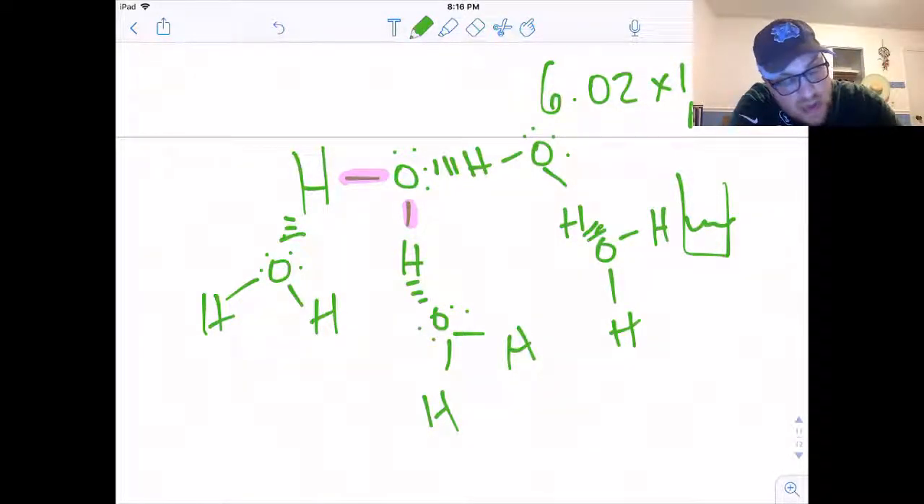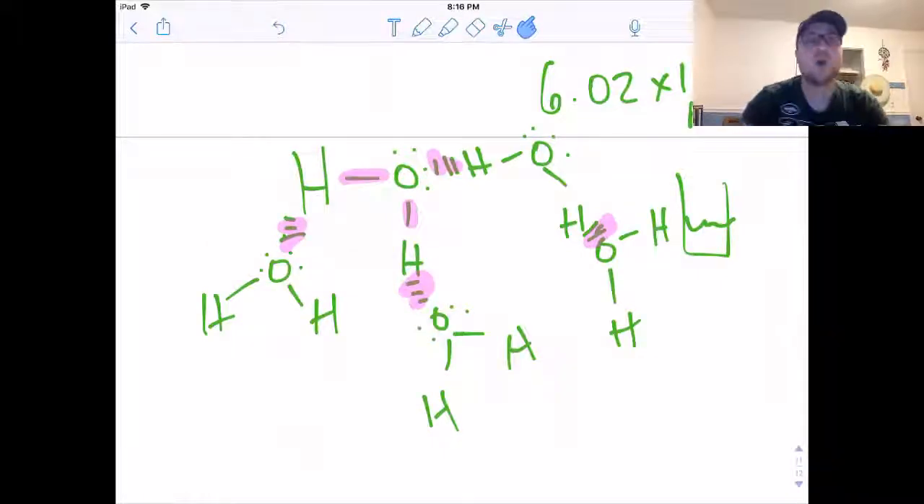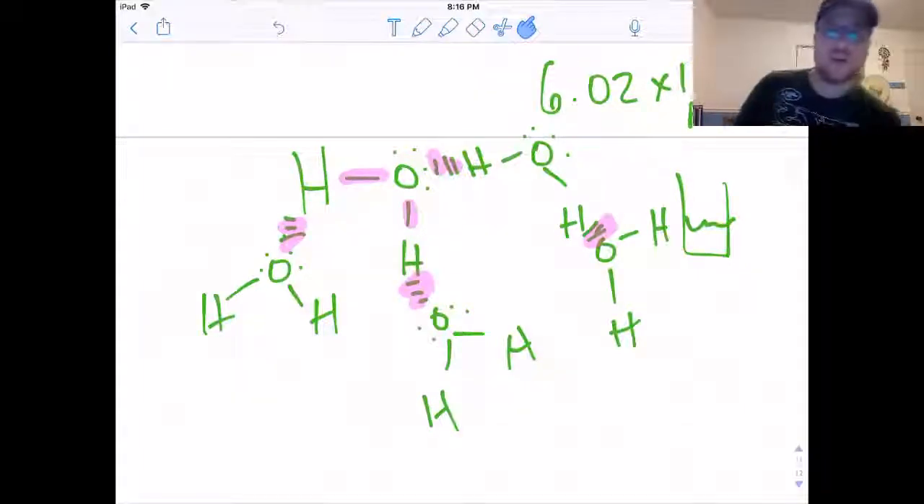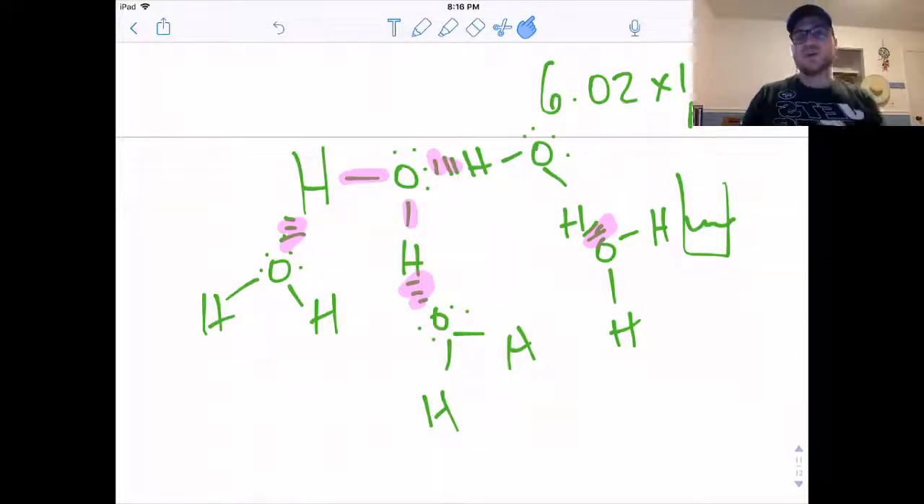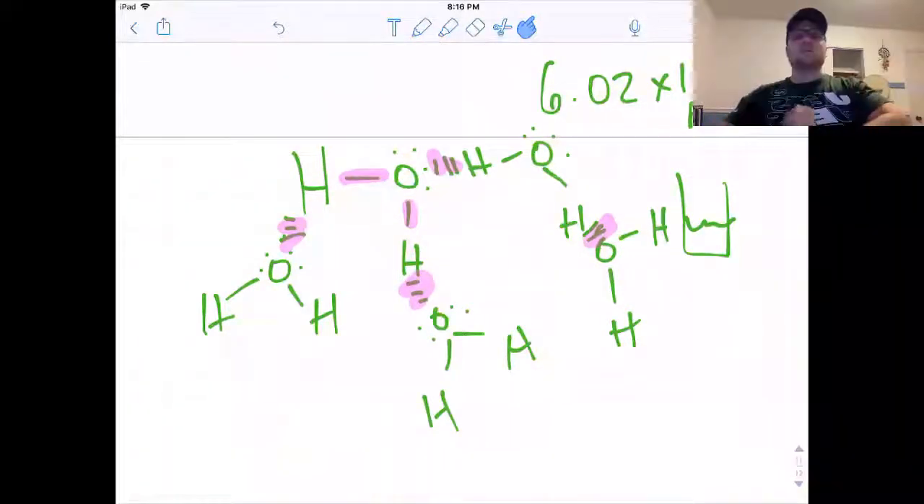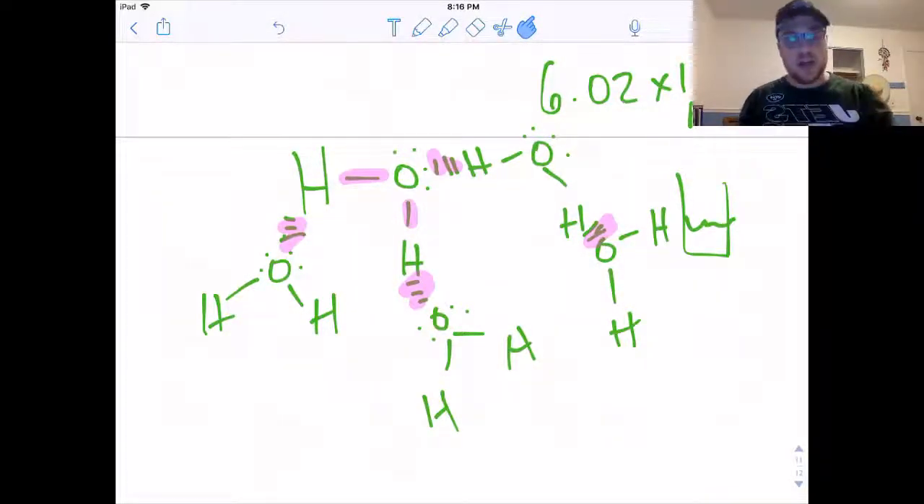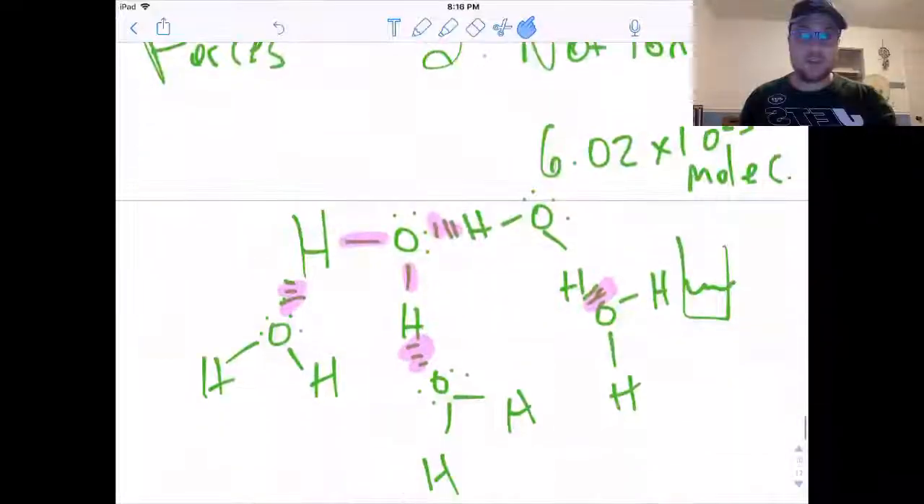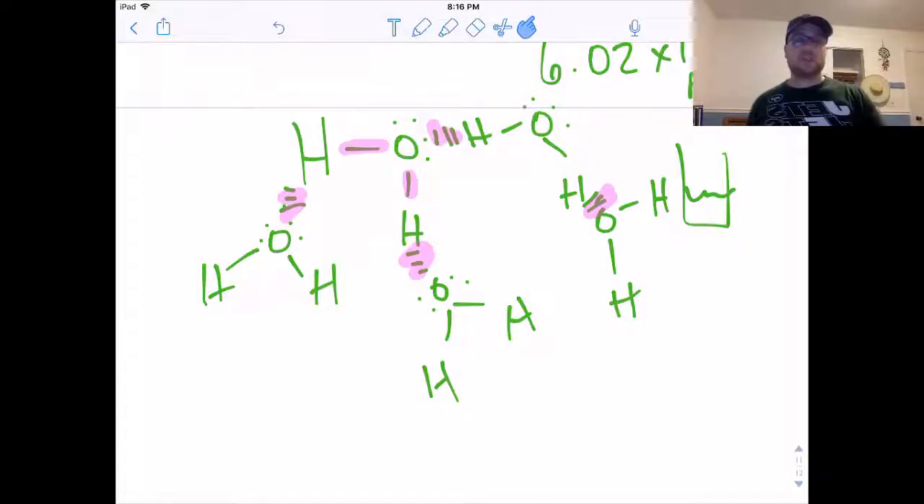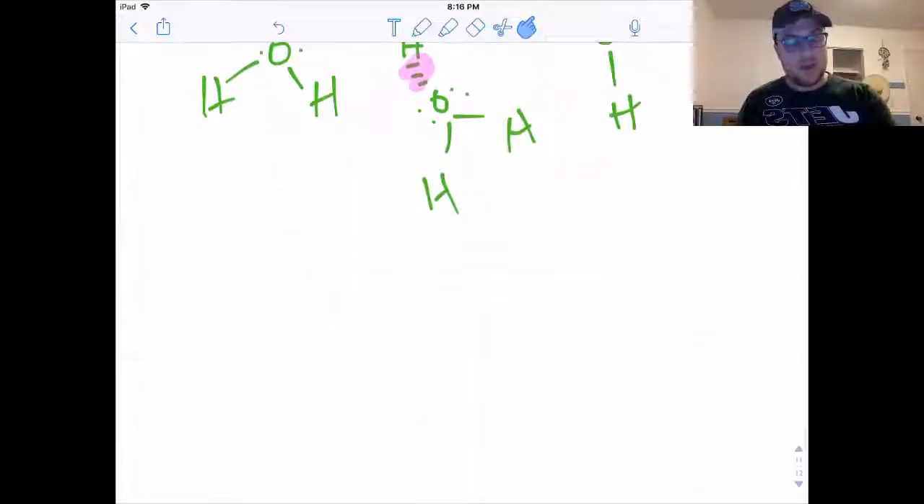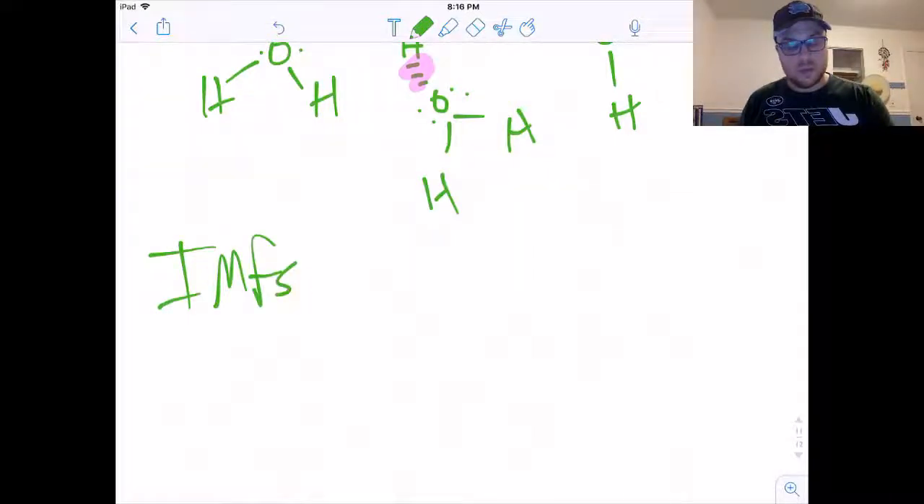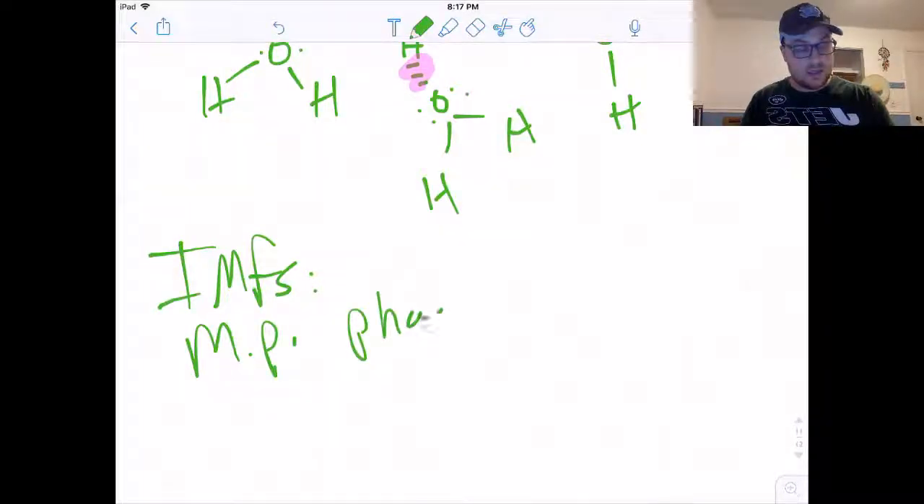So bonds are within, also known as intramolecular. But let's not throw out too many words at you. Bonds are between the atoms within the molecule. IMFs, intermolecular forces, are between other molecules, not within the molecule. And IMFs will help determine your melting point, phases, boiling point, vapor pressure. All this stuff can be determined from IMFs. So IMFs is all about phases.